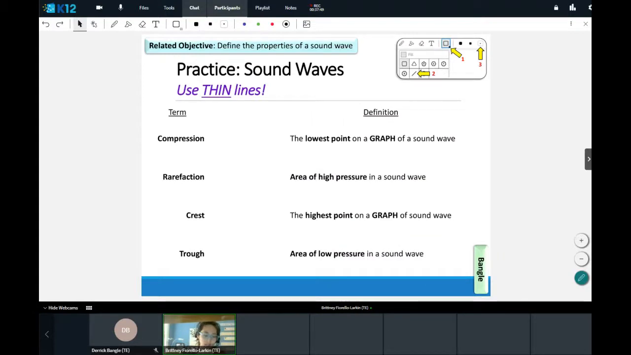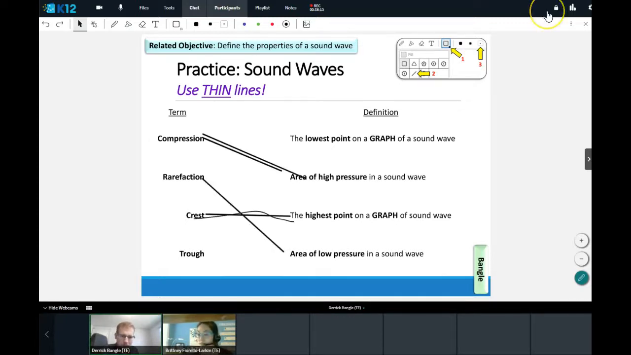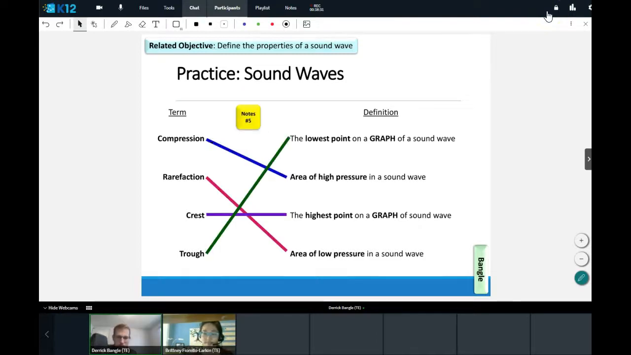Please work quickly because we still have quite a bit to get through, and we're going to run out of time. We've got compression, refraction, and then crest and then trough. You guys are doing pretty accurate work there. So for number 5, compression is the area of high pressure in a sound wave. The refraction is an area of low pressure in a sound wave. The trough is the lowest point on a graph, and the crest is the highest point on a graph.